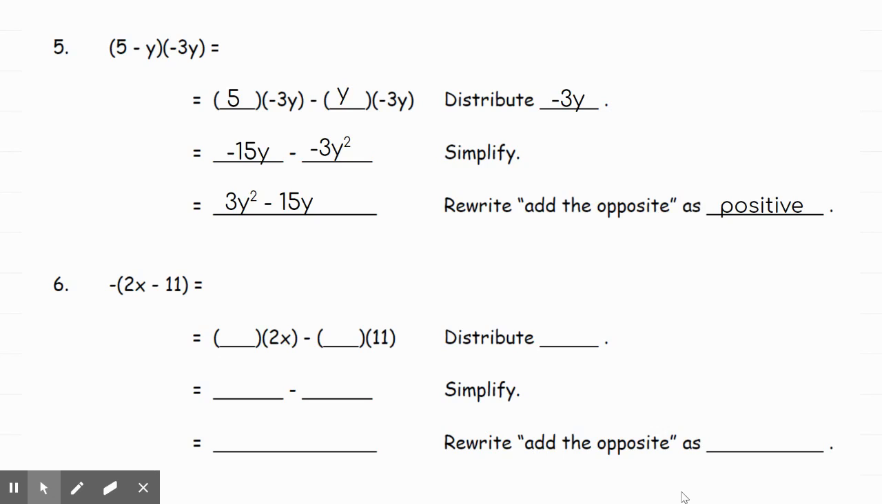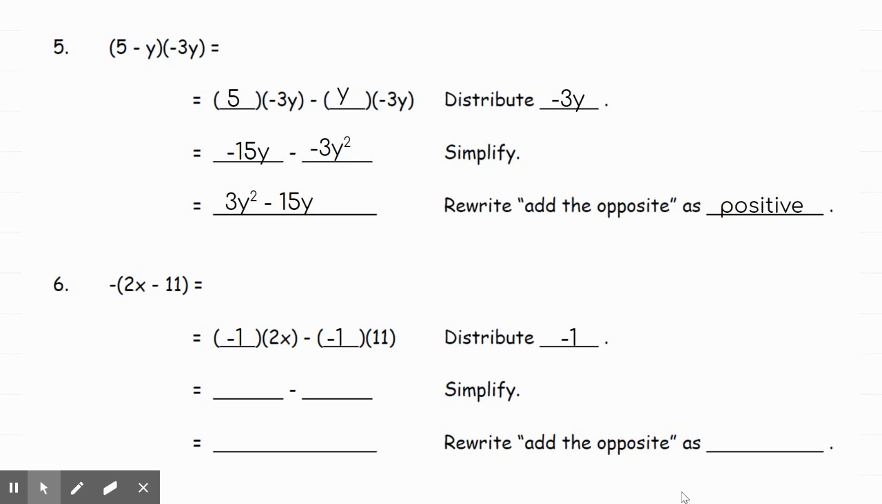So number 6 can be actually a little bit difficult here because we don't see a number, we just see a negative sign. Again, if you remember, whenever there is not a coefficient in front of a variable, it's understood that that coefficient is 1. So here we just see a negative sign. We don't see a number. It's understood that you're actually going to be multiplying a -1. So we're distributing -1, and we are going to distribute it to the 2x and to the 11.